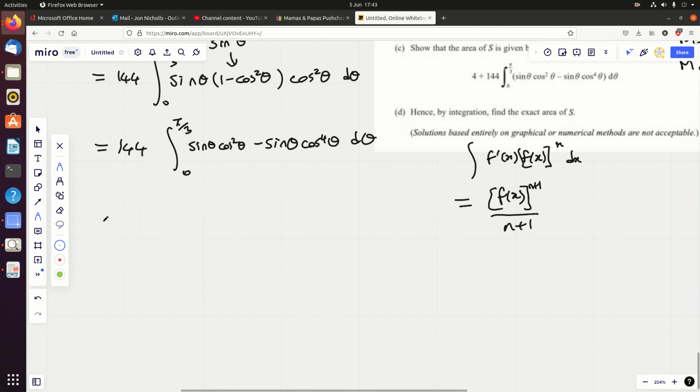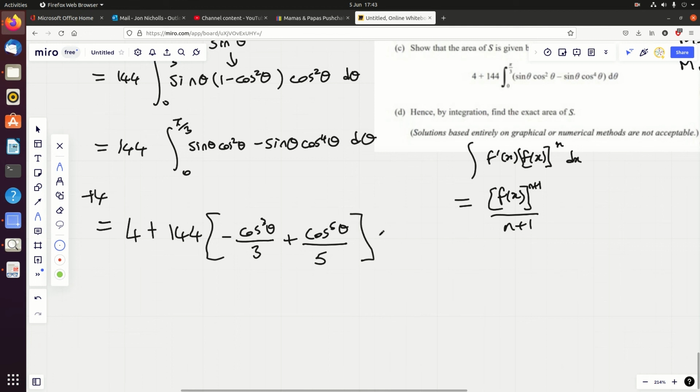Okay, right, I can now integrate it. So with the plus 4, you're going to get 4 plus 144. I can actually integrate that now because it's almost the derivative of that. I'll need to make this minus cos cubed theta over 3. And then cos theta differentiates to minus sine theta, so this is going to become plus cos to the 5 theta over 5, with those limits pi over 3 and 0.